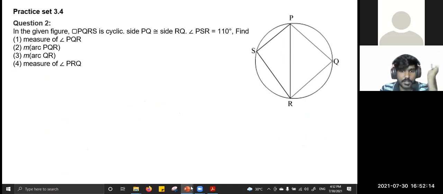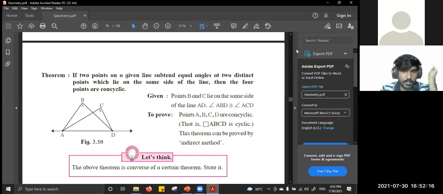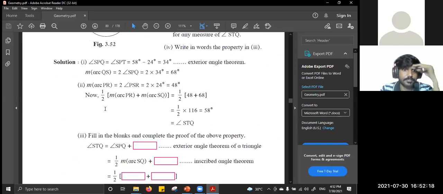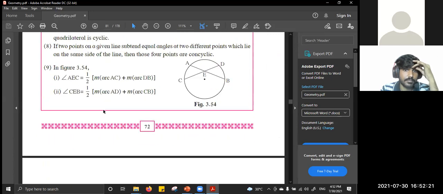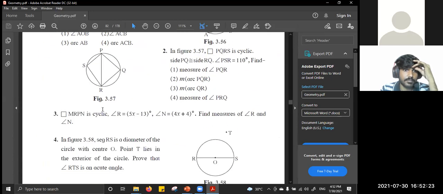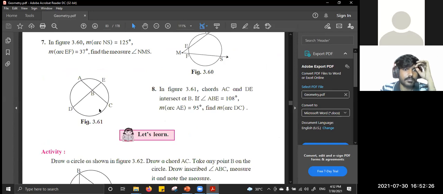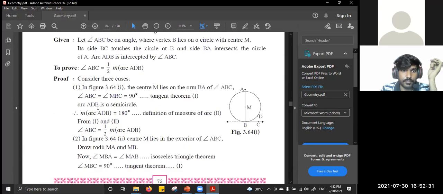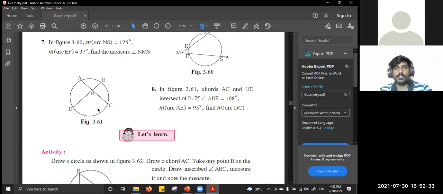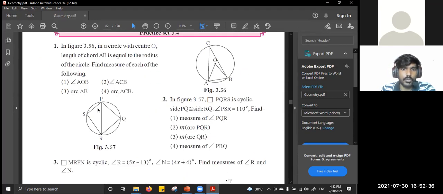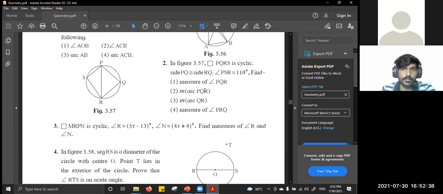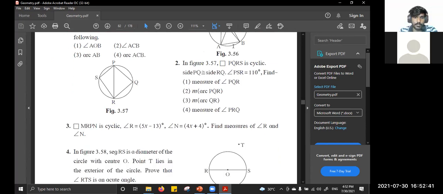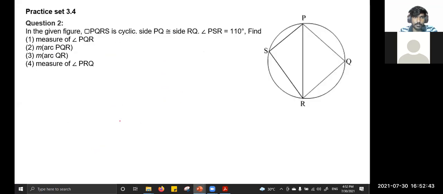How many sums in this exercise? Eight sums. Okay, so this is the last exercise, no? So we'll go slow only in this. Second one, I'll explain it to you. I would want you to solve it yourself.